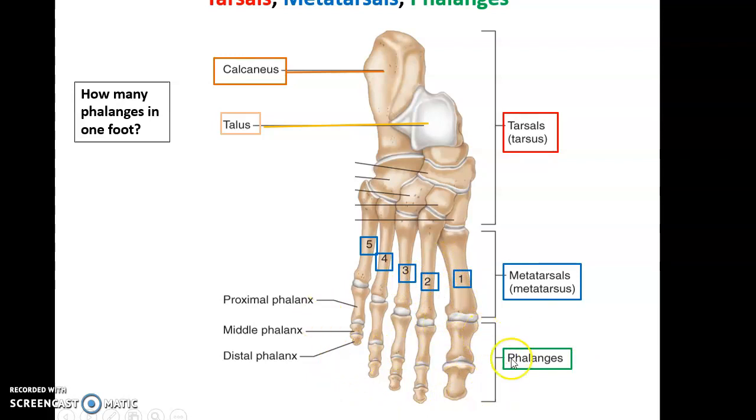And then we have the phalanges, again 14 phalanges. So this would be proximal phalanx 1 and distal phalanx 1, proximal phalanx 2, middle phalanx 2, distal phalanx 2, proximal phalanx 3, middle phalanx 3, distal phalanx 3, and so on.